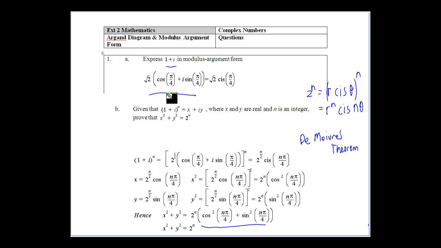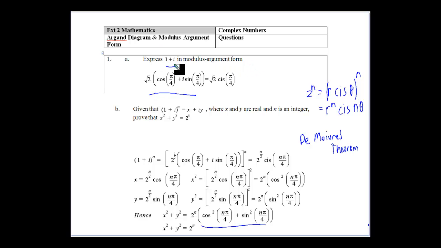So let's have a look at some exam type questions where we use the Arg diagram and modulus argument form to solve the problem. The first part's pretty easy. Express 1 plus i in modulus argument form.